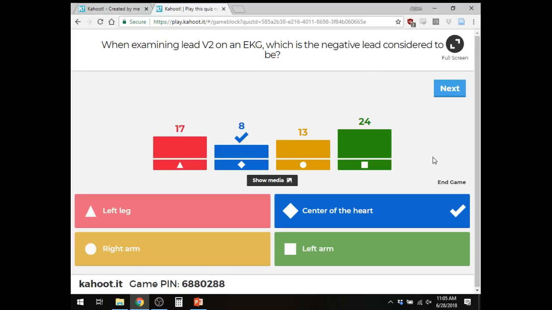Still be the center of the heart. If I said lead 2, what would be the answer? Be the right arm. Okay. If I said lead 3, be the left arm in that case. Remember, because lead 3 goes from the left leg up to the left arm. Review that stuff. That might be on the test, right?